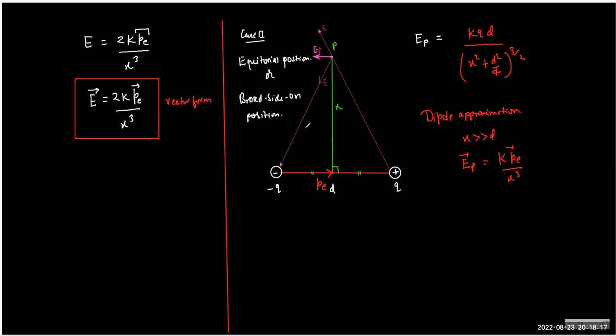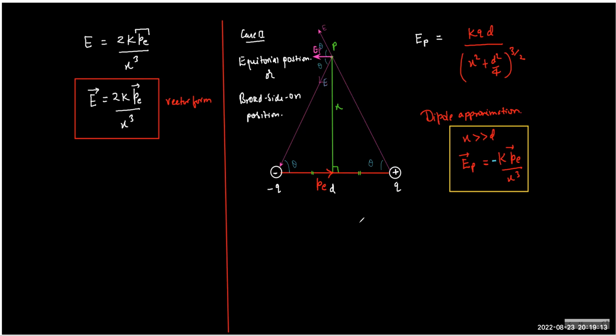Theta and theta. It will be exactly the angle bisector because the net angle is 2 theta. And the resultant will be the bisector of the angle, so it will be theta. And therefore, E will be exactly opposite of the dipole moment. Do you realize this? So minus will come in vector form. This clear?